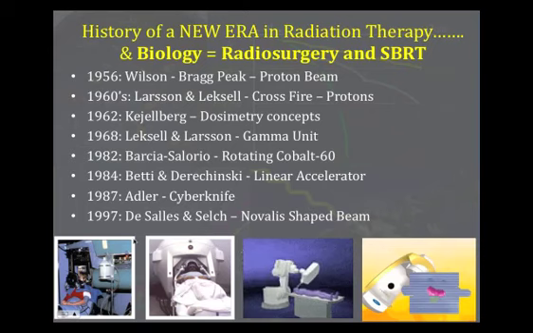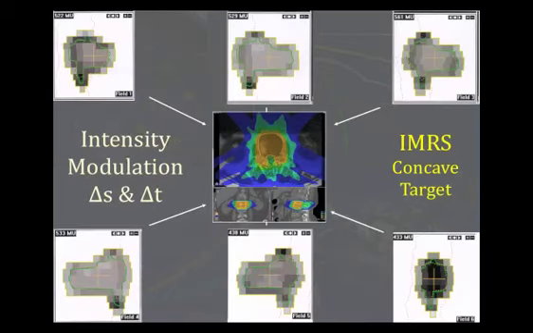And finally here at UCLA, the Novalis shaped beam system came, and it was the first place in the world where the system was used. And also development on this equipment to become what it is today, the Novalis TX. Much of this work was made here. So I just want to bring another concept for you.